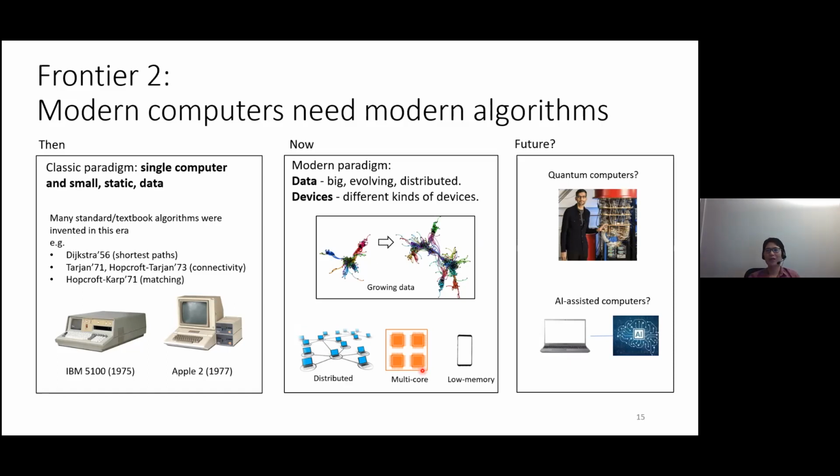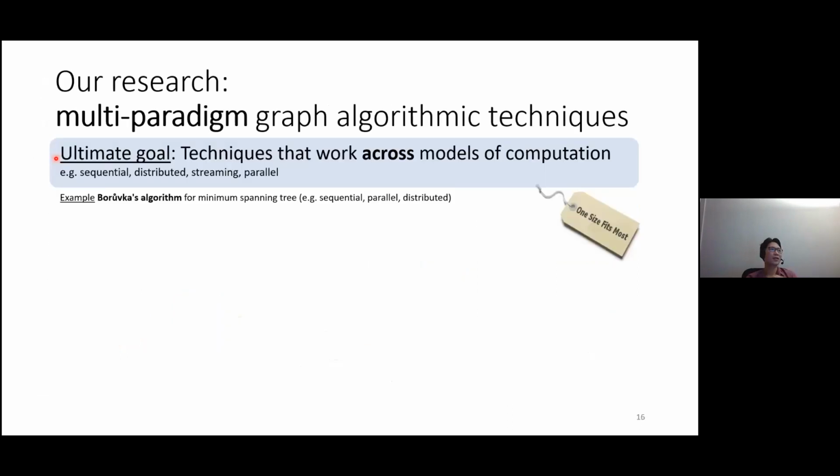So the point here is that these different kinds of computation motivate different models of computation. And still, the best thing we know about algorithms is in the paradigm where we have one computer and small static data. These two frontiers together lead me to the research that I have been trying to pursue for a few years. In short, it's called multi-paradigm graph algorithmic techniques. So what does it mean?